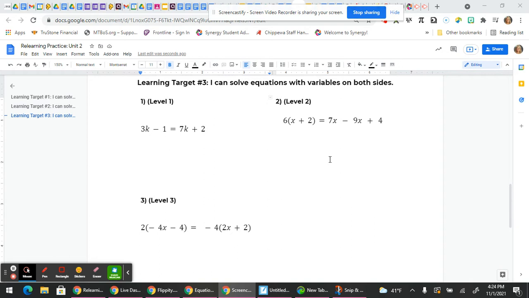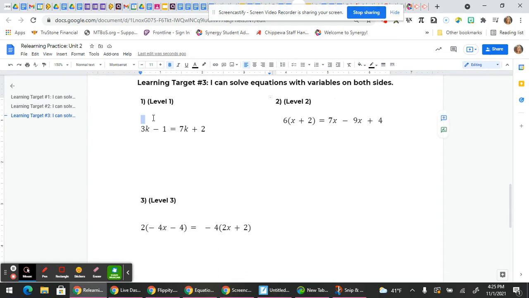This is the relearning. Please follow along by grabbing a piece of paper and solving these 3 questions with me. You're going to notice we've got a level 1, a level 2, and a level 3. This is your first step in doing the relearning to get to those buybacks or the retake for Unit 2. So grab a piece of paper, something to write with, and let's go ahead and get started.